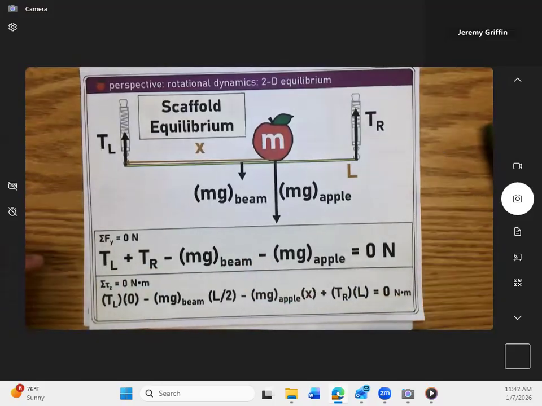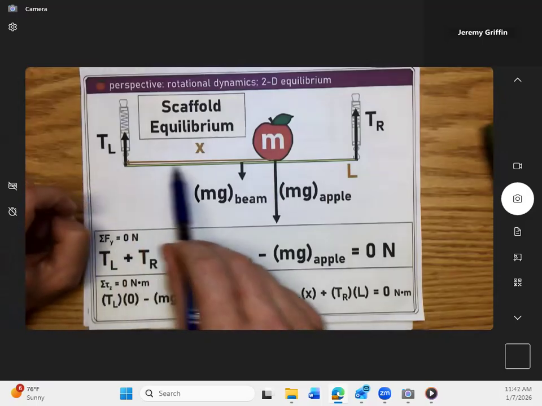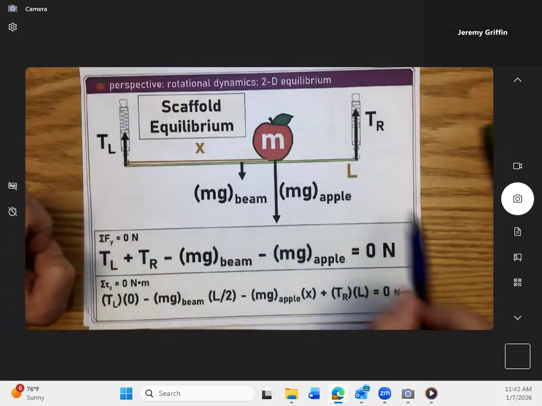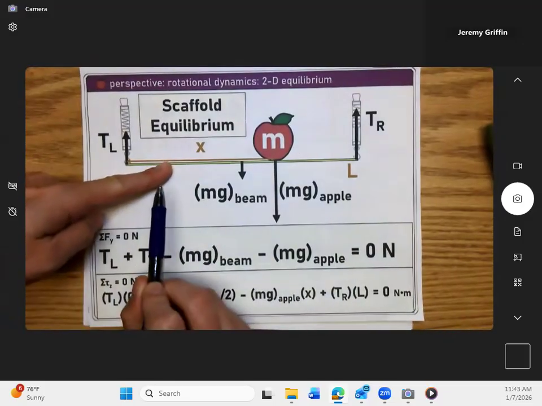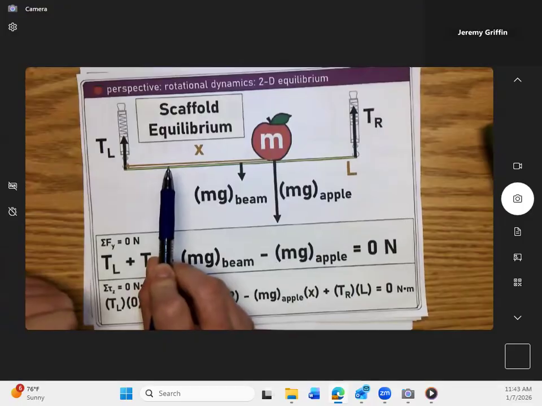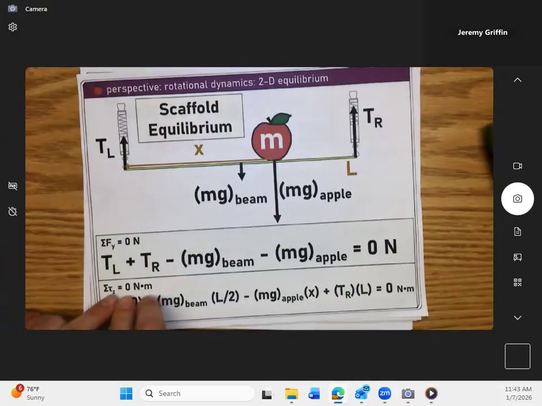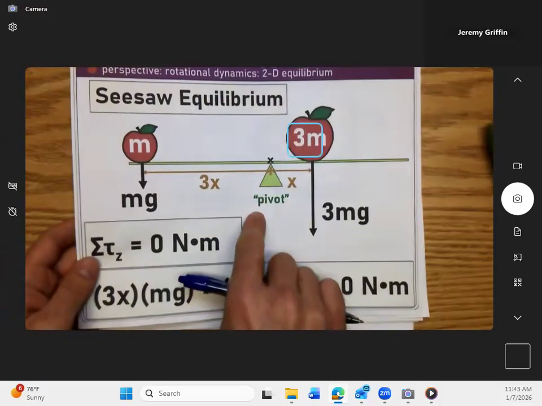Now, guys, can I pick any point in the system and the torque also has to sum to 0? Like, if I pick this random point right here, does the torque sum to 0 relative to this point? Yes. So when I say torque sums to 0, there's a lot of ways I can set up this equation. But mathematically, there's some good options to pick as the pivot point. Same was true on the seesaw, by the way.